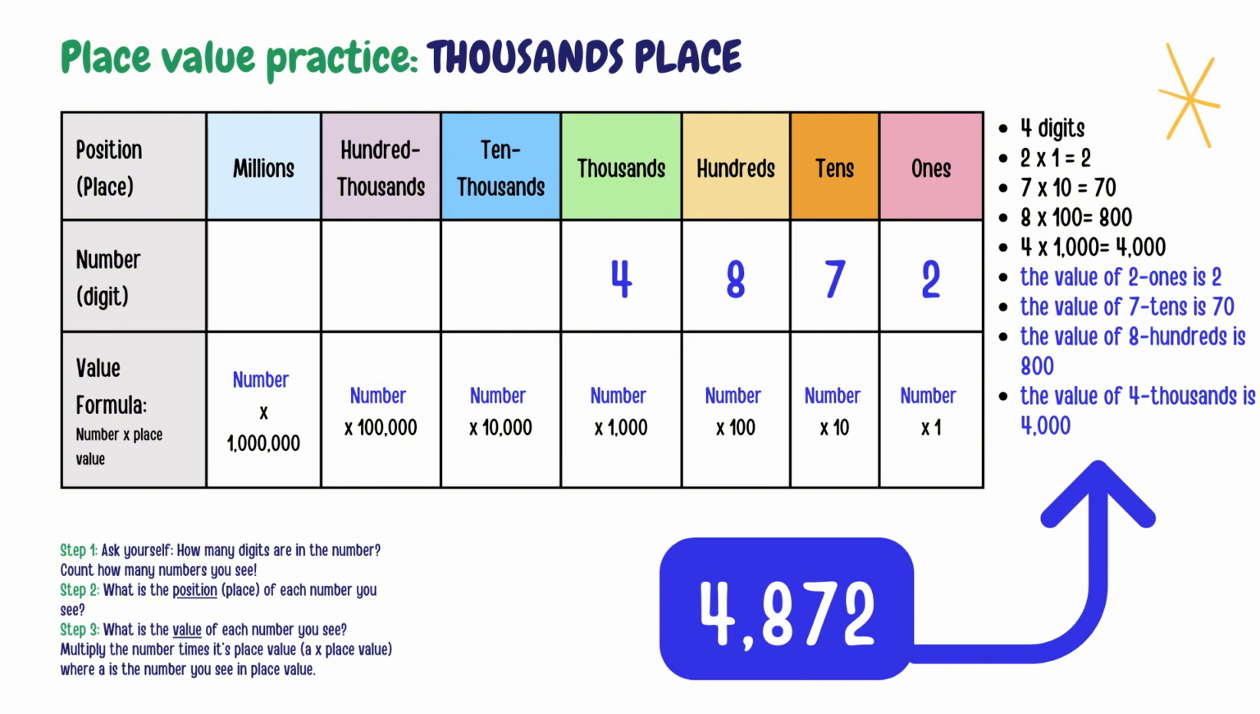Step 3, what is the value of each number you see? Starting from the ones place, the value of 2 ones is 2. In the tens place, the value of 7 tens is 70. In the hundreds place, the value of 8 hundreds is 800. And in the thousands place, the value of 4 thousands is 4,000.